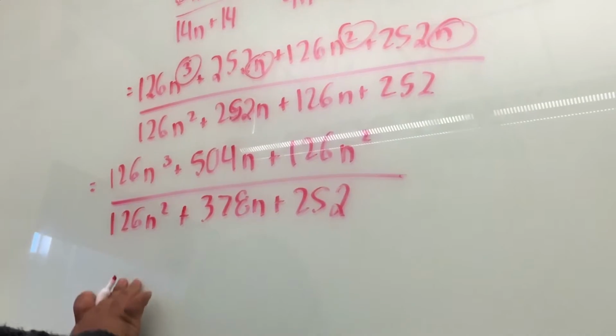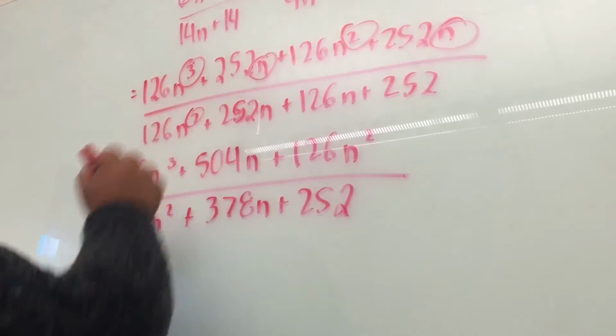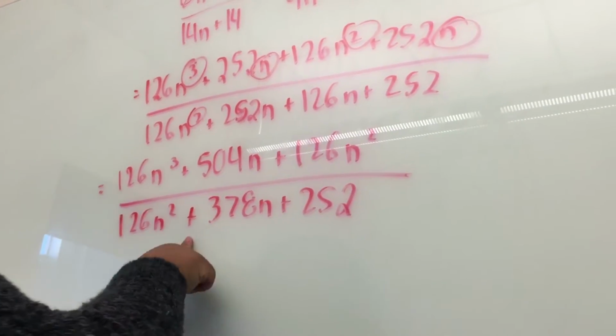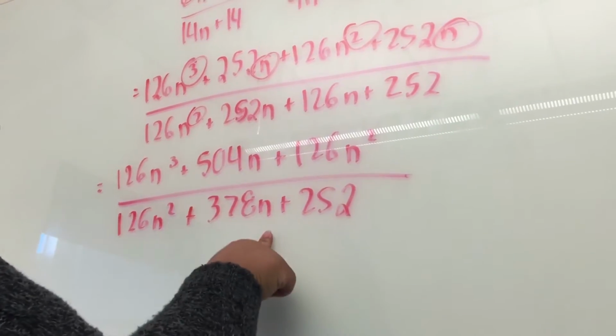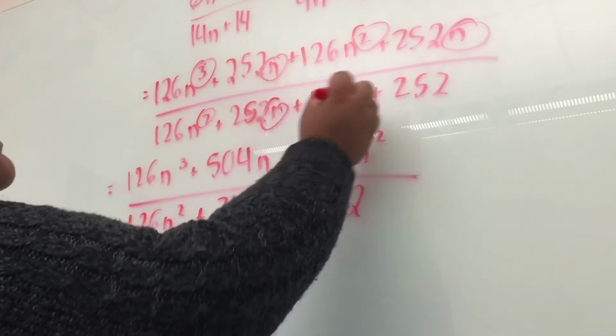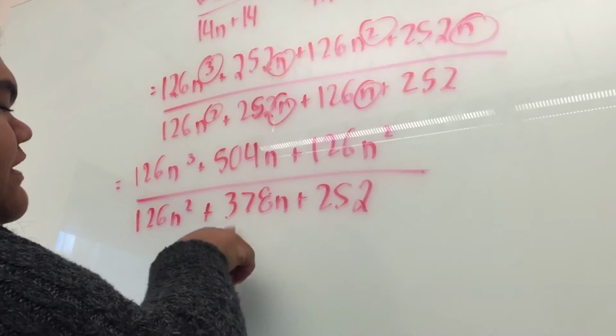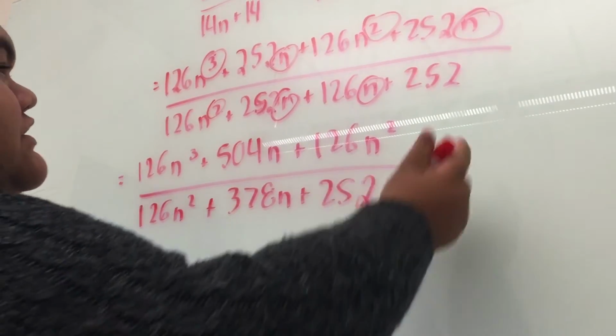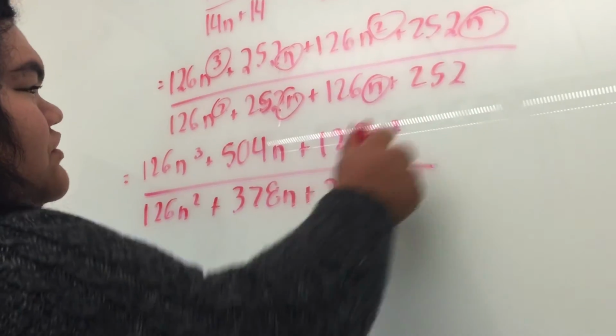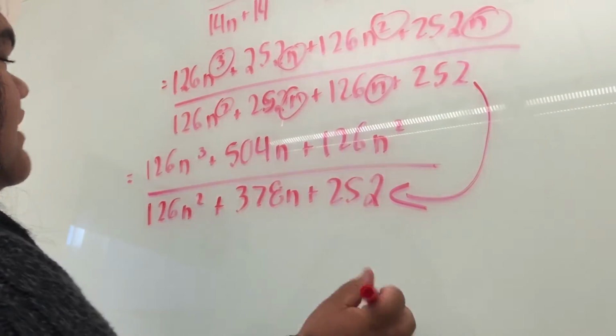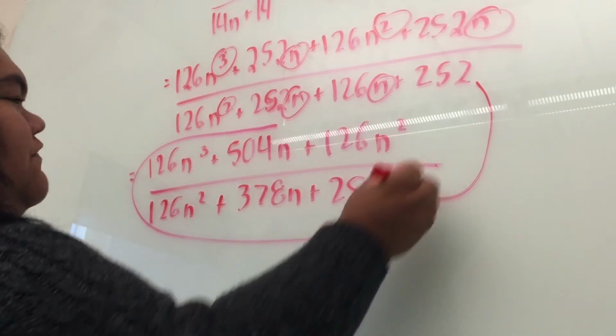Same thing for the bottom. Because there's no other n squared, 126n squared plus 378n. Because there's two n's, we're going to add 252 plus 126. That's how we got 378. Then because there's nothing left, drop down the 252, and this is your final answer.